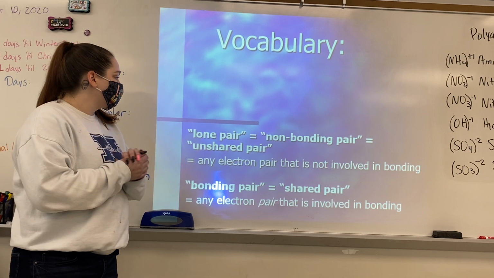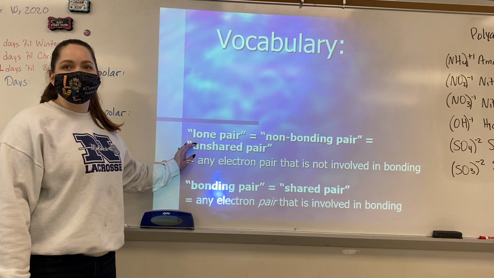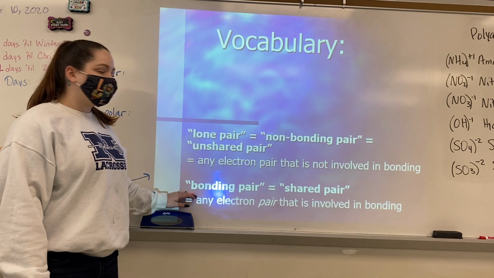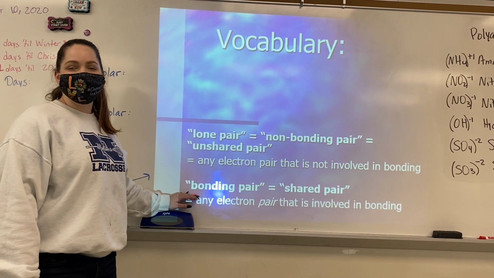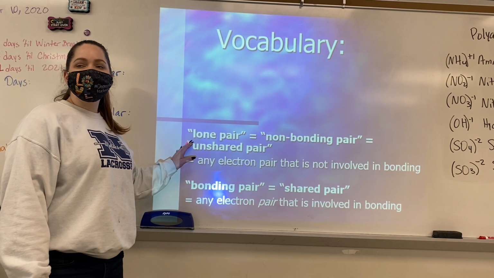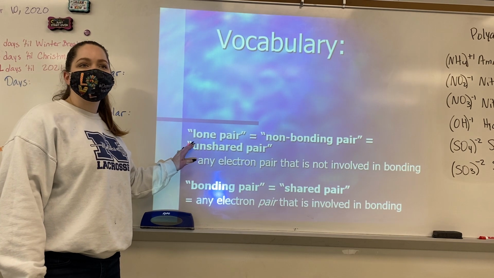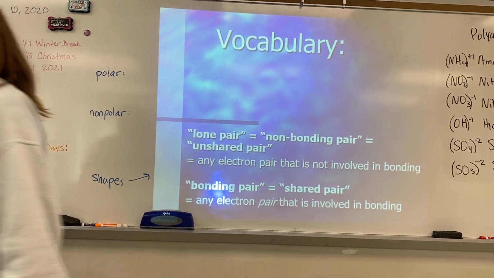Okay, so lone pair versus bonding pair. Lone pair are the electrons that are not participating in the chemical bond. Your bonding pair are the ones that are participating in the chemical bond. But your lone pair of electrons are going to influence the shape of your compound, which we will look at the end. All right.